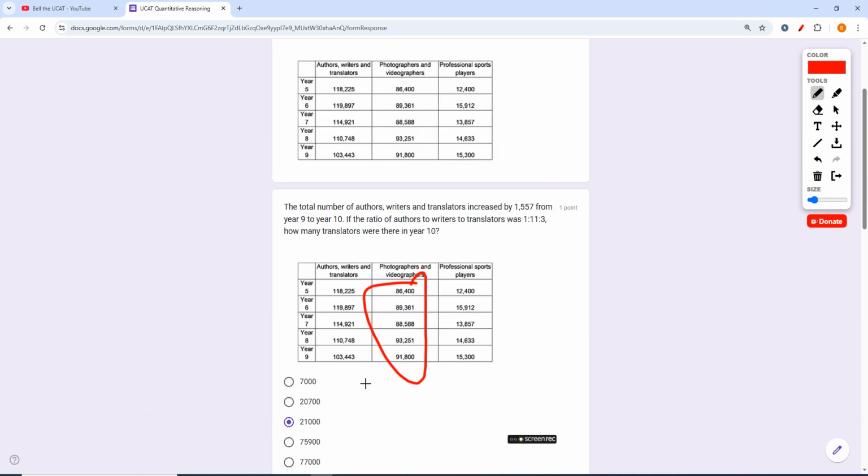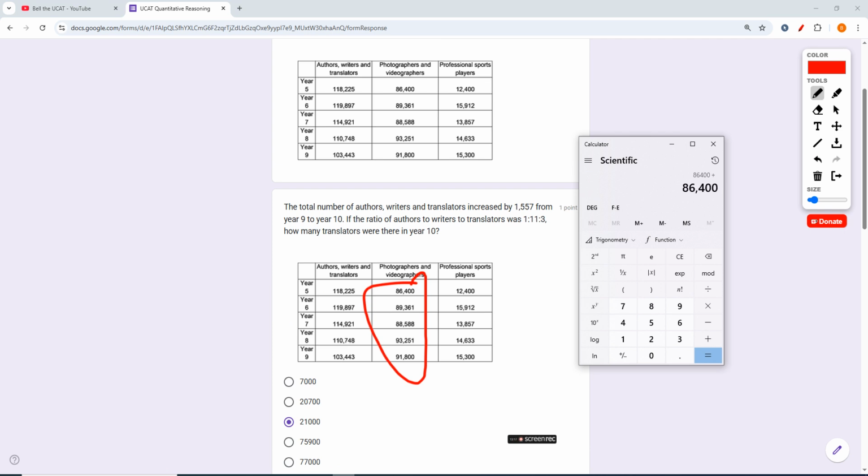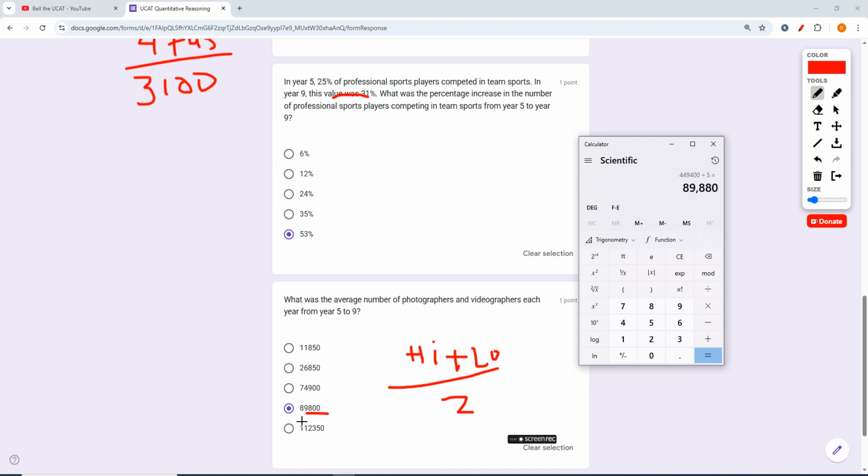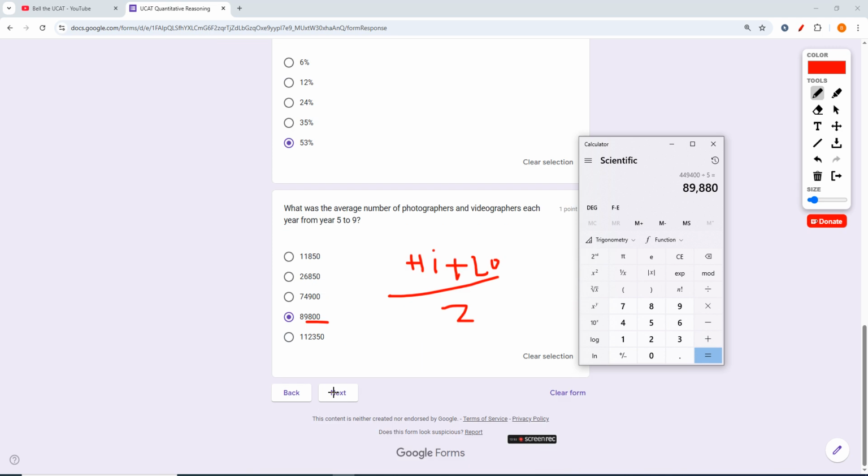Let's see if I do the long way of doing it. The long way would have been 86,400 plus 89,361, plus 88,588, plus 93,251, plus 91,800. Divide by 5. Bang, 89,800. Exactly what we wanted. So that required too long to punch in all those numbers several times. Righty, moving on without further ado.